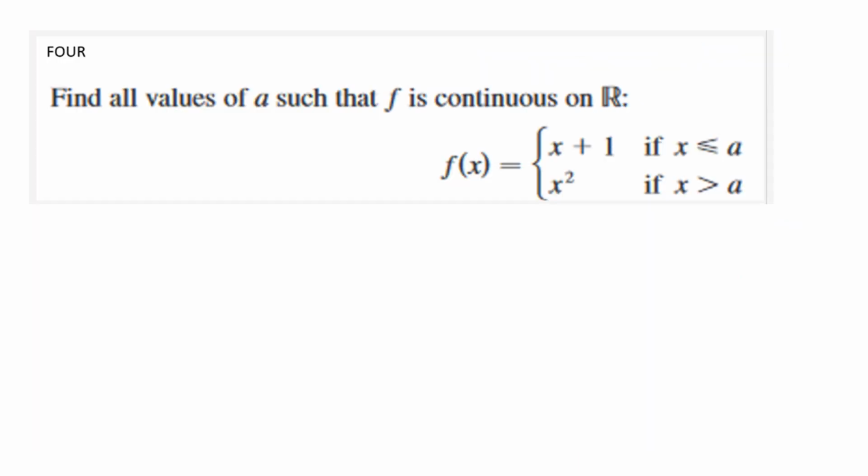Problem number 4, we were to find all values of a so that this is continuous on R. Well, the numerator is going to be continuous, the top function, and the bottom function is also continuous because they're polynomials, except possibly at a. So we have to find a such that this will be continuous. So the limit from the right has to be the limit from the left. So this is the limit from the right, and this is the limit from the left, so we plug those values in.